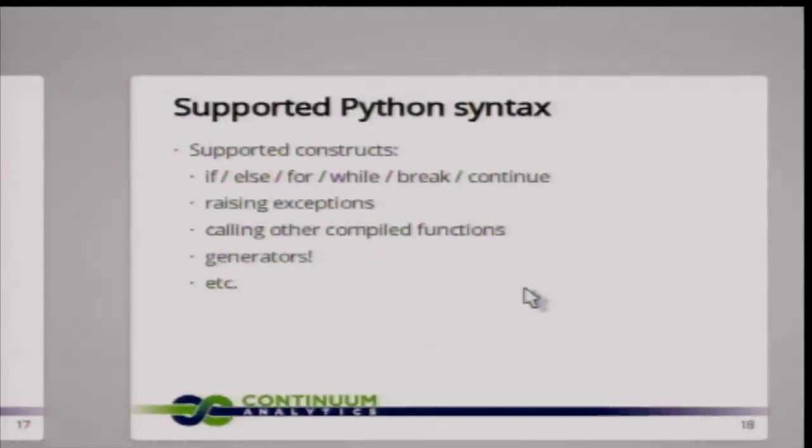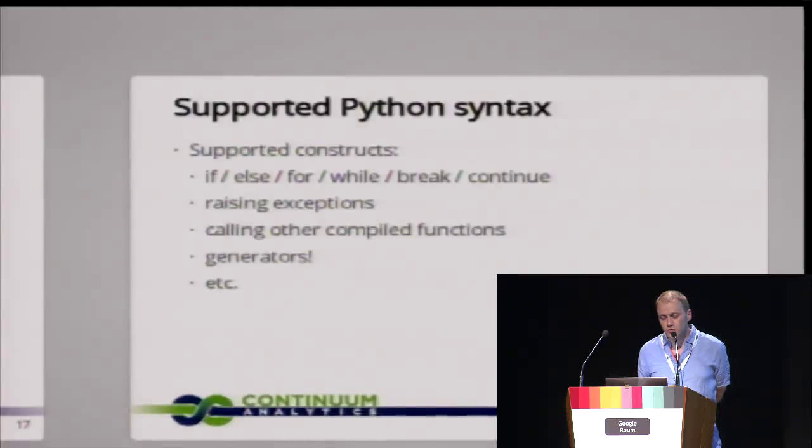So what's supported? Numba supports a rather small subset of Python, at least. On the syntax front, it supports quite a bit, but not all. It supports all control flow constructs. It supports raising exceptions, but not catching them. It supports calling other compiled functions. We have recent support for generators, but only the simple kind of generators, that is not those to which you can send values, not coroutines, but just syntactic iterators with a yield keyword.